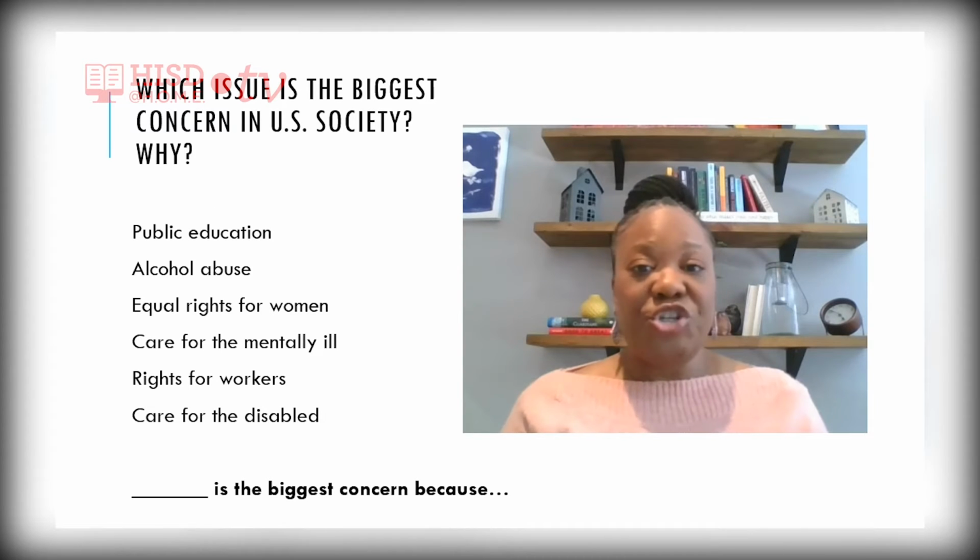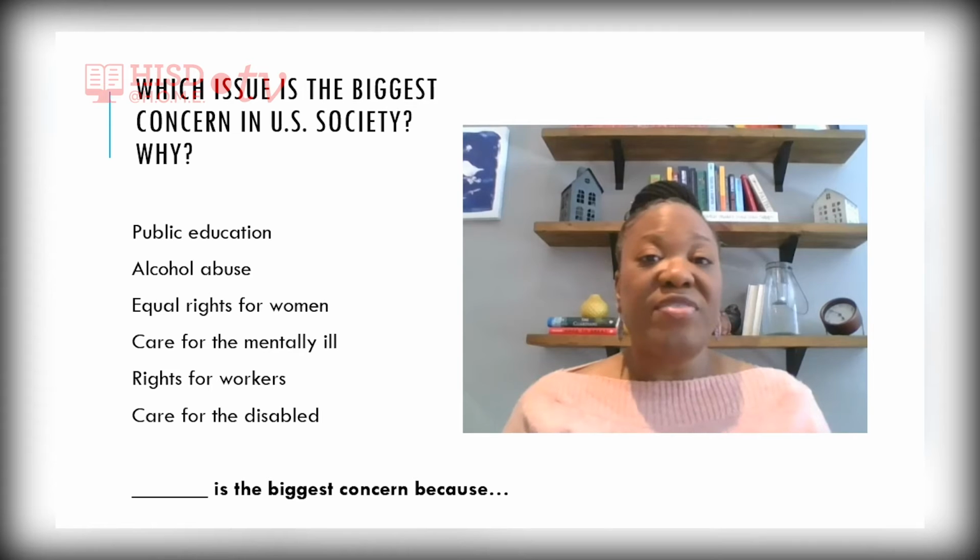So which issue is the biggest concern in U.S. society and why? Well, we have public education, alcohol abuse, equal rights for women, care for the mentally ill, rights for workers, and care for the disabled. Which one of these is a bigger concern to you? Perhaps it's something that affects you and your family personally, and so maybe it's a bigger concern, something that's on your mind more than the other ones.